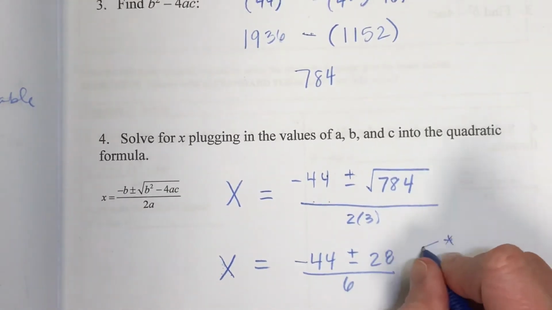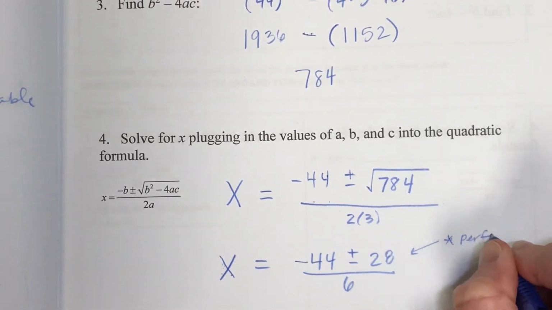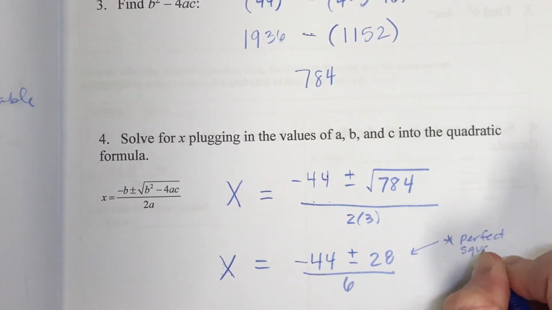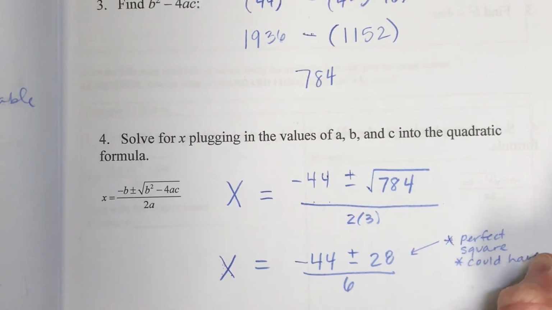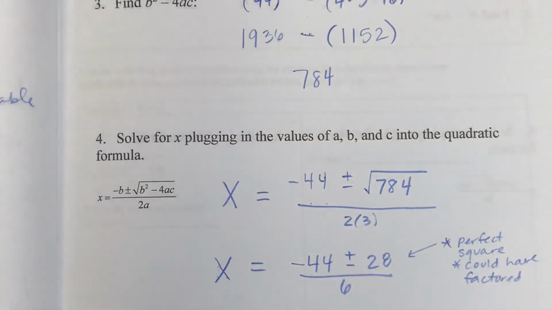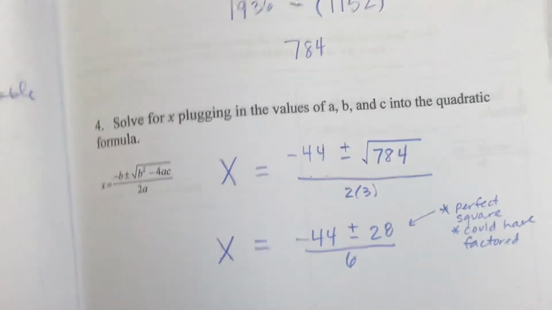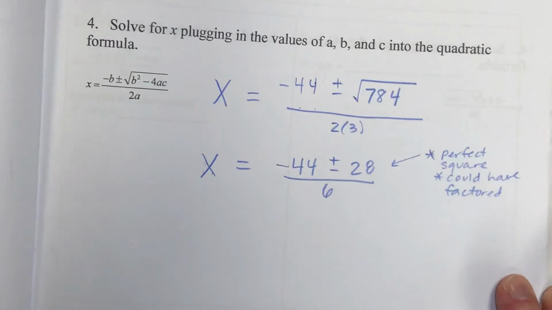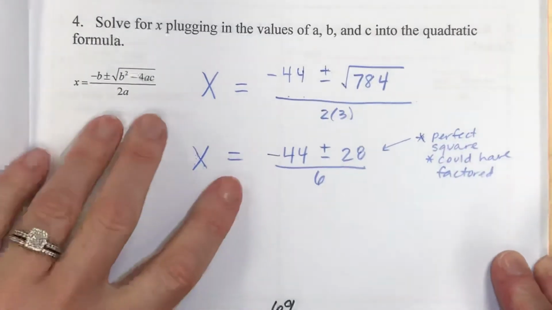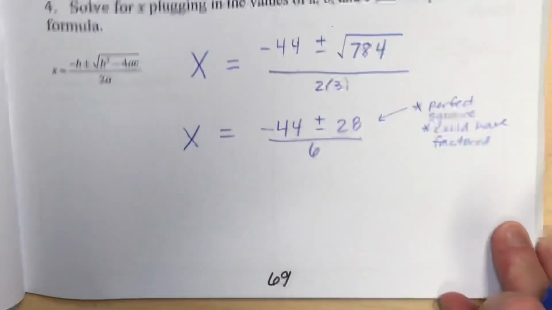So since this was a perfect square, we could have factored. But maybe we don't know what factors go into 96 so well, so the quadratic formula can kind of help us out there. And now I'm going to solve for my 2 solutions.